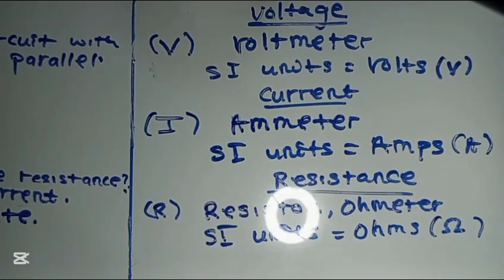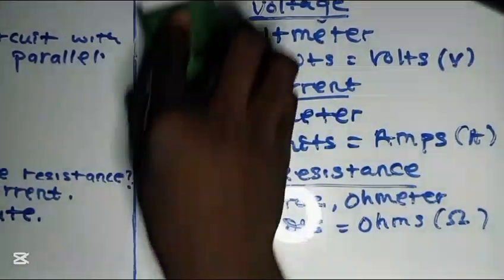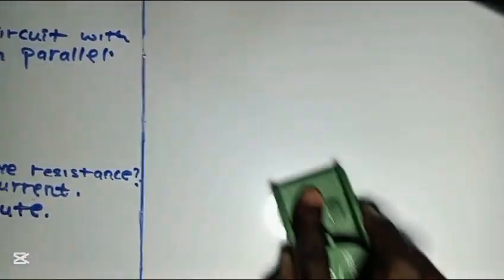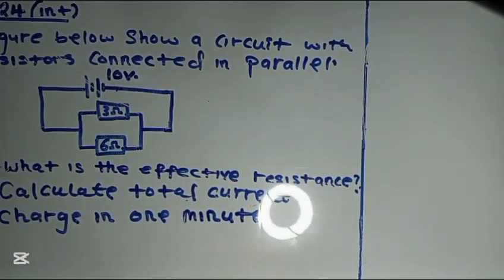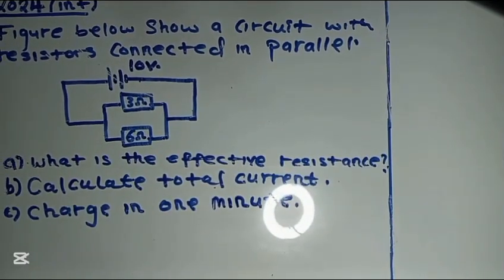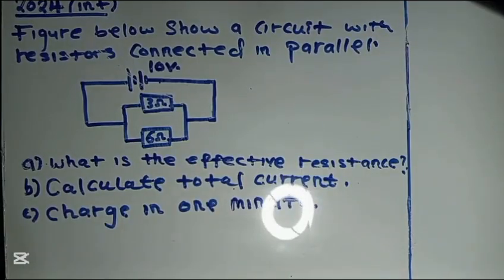To answer our question that has been presented to us, before we answer, we want to make sure that we understand everything that is mentioned in the question. This is coming from 2024 internal. It's saying the figure below shows a circuit with resistors connected in parallel.